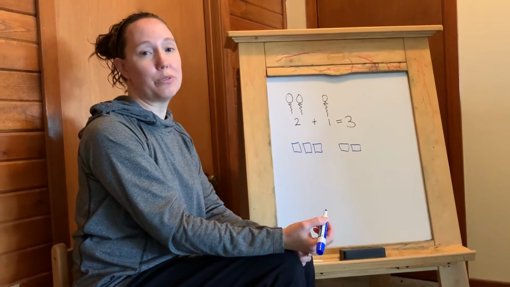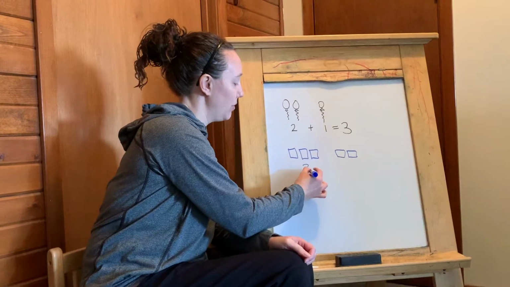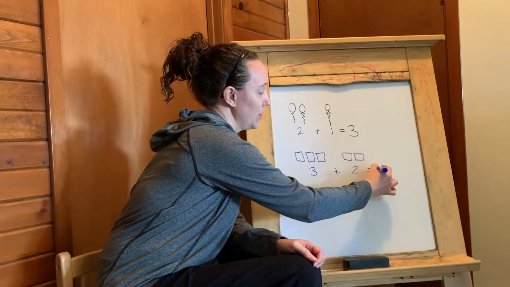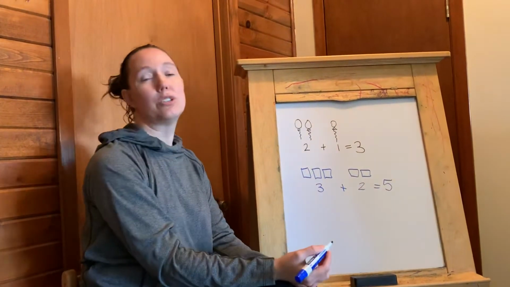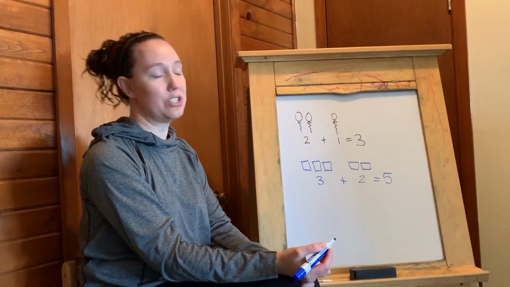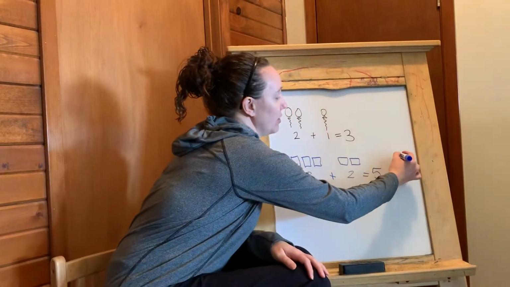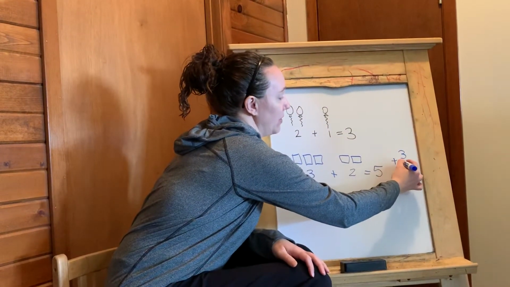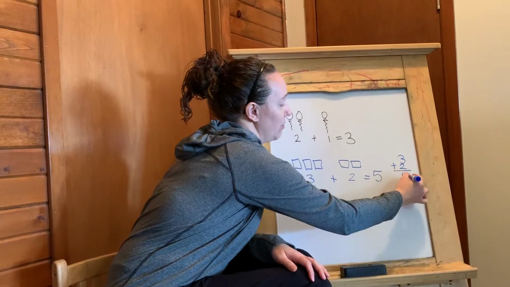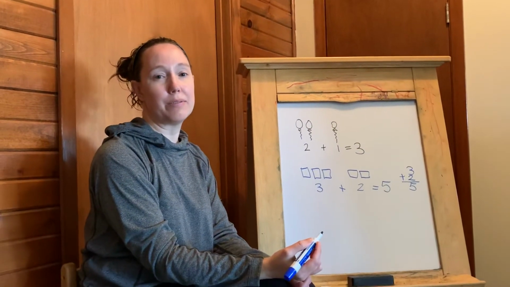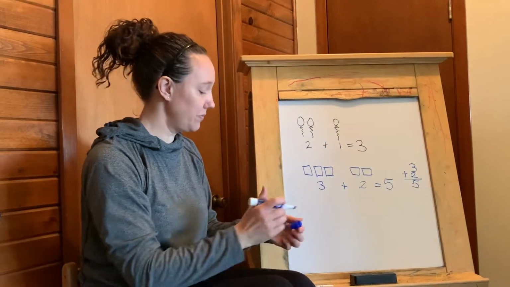We're also going to write our equation. 3 plus 2 equals 5. So we get used to seeing our equations. Remember, I'm writing horizontally, but I could also write them like this. 3 plus 2 equals 5. I can use the vertical way of writing my problem.